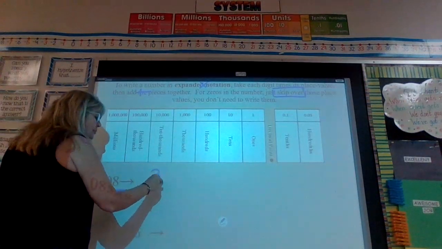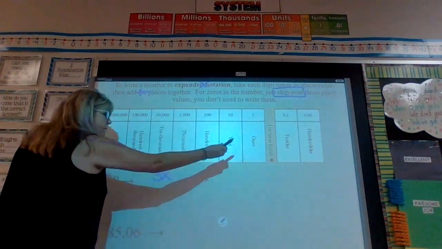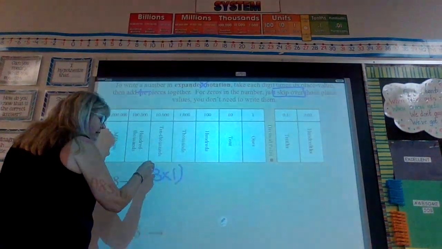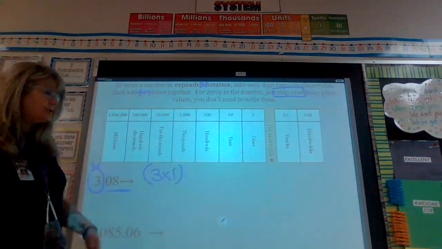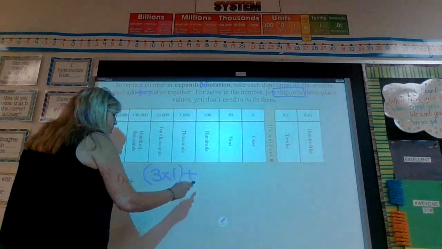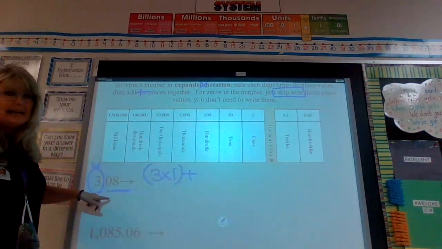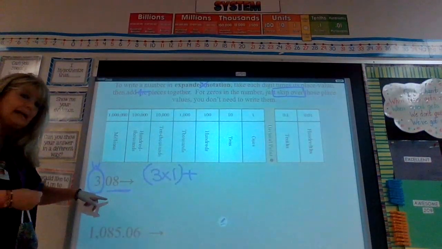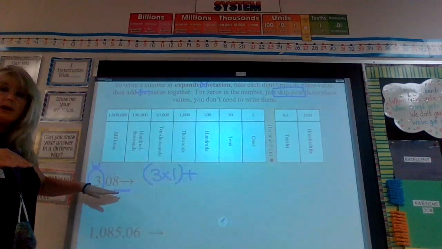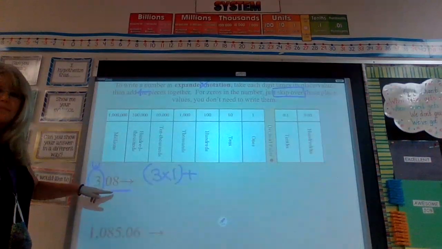So you would say 3 times what place is it in? It's in the ones place. And 3 times 1 we know is 3. Okay. There is nothing in the tens place. It's adding a 0. So we're not going to worry about that. But we have to do something with that 8.